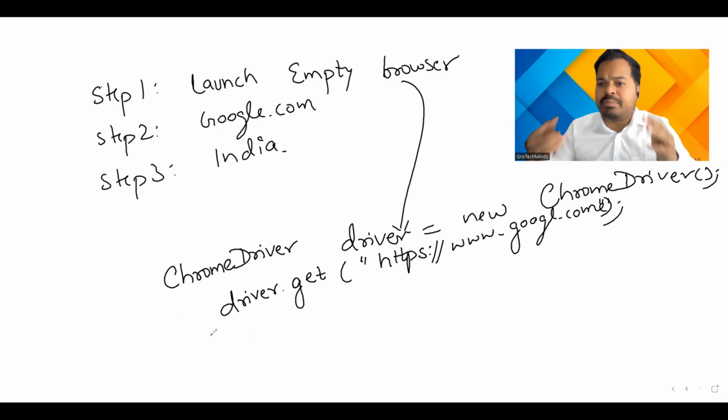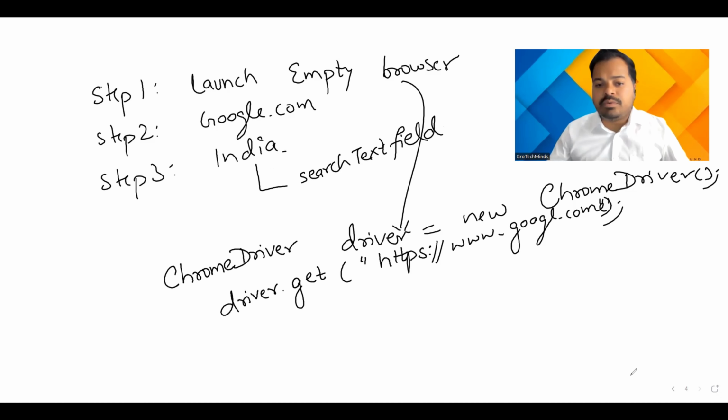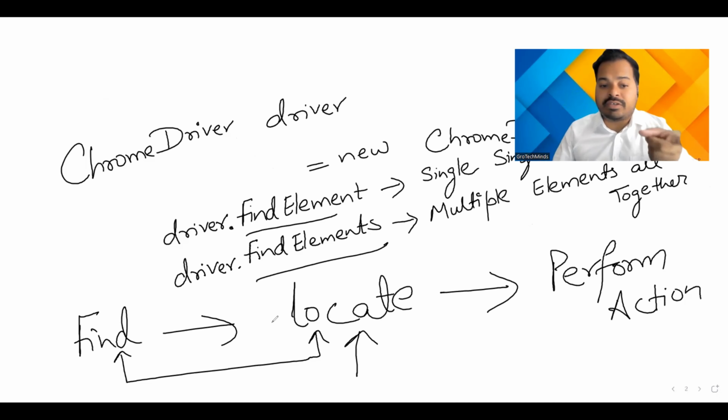What is the third step? Type India. Type India where? On the search text field. I just said that typing India is your action. I hope you all understand this. Typing India on the search text field is your action. But before the action, what are the two things you have to decide? You have to first find it and then locate it. Finding can be done in two ways. What are those? Either findElement or findElements.